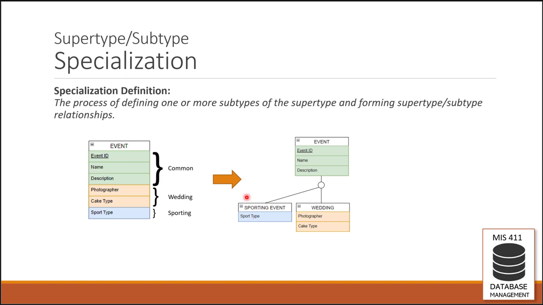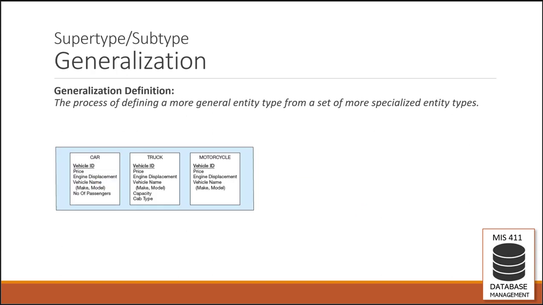And so because of the way that specialization works, we often call it sort of a top-down approach. That is to say, you're starting with the top, the supertype, at the very top, and you're moving down, creating subtypes. So once you have the concept of specialization down, generalization is actually just kind of the inverse of that. The definition of generalization is the process of defining a more general entity type from a set of more specialized entity types. So really it's just the converse of what we've just seen.